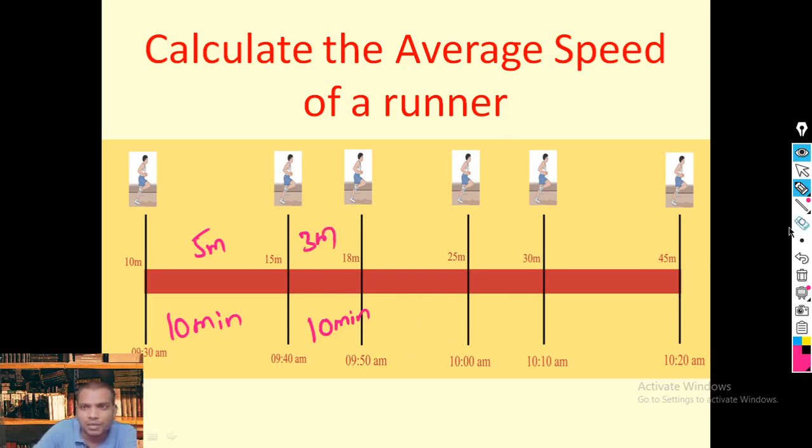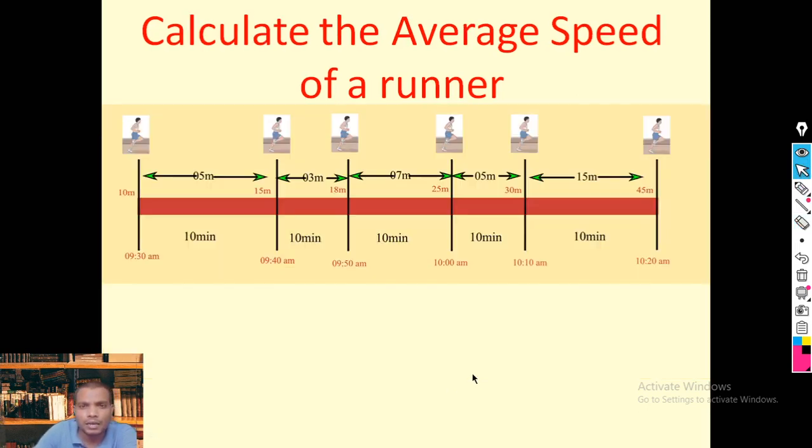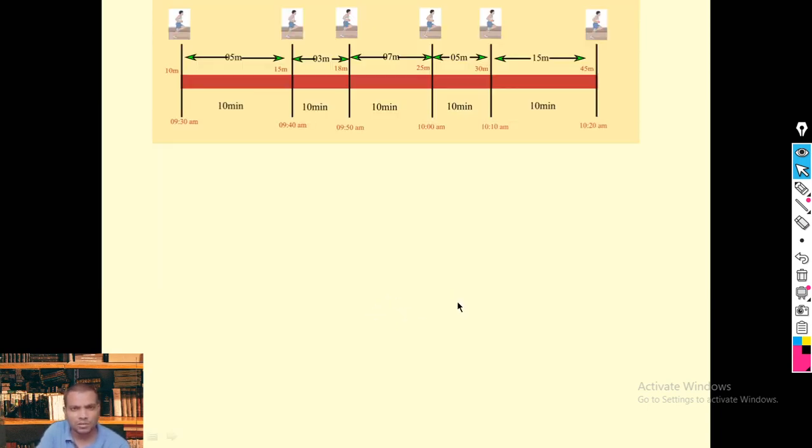Now let us take the total distance he covered and the total time. In the first 10 minutes he covered 5 meters. From 9:40 to 9:50 he covered only 3 meters. From 9:50 to 10 a.m., in the next 10 minutes he covered 7 meters. From 10 o'clock to 10:10 a.m. he covered 5 meters again, and in the last 10 minutes he covered 15 meters. So here we have different distances in each time interval.